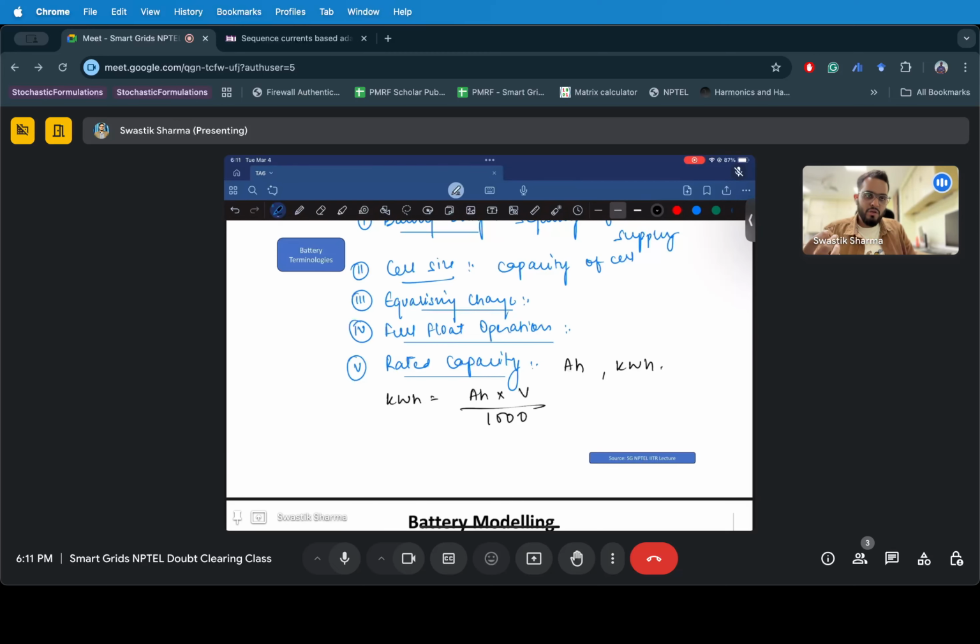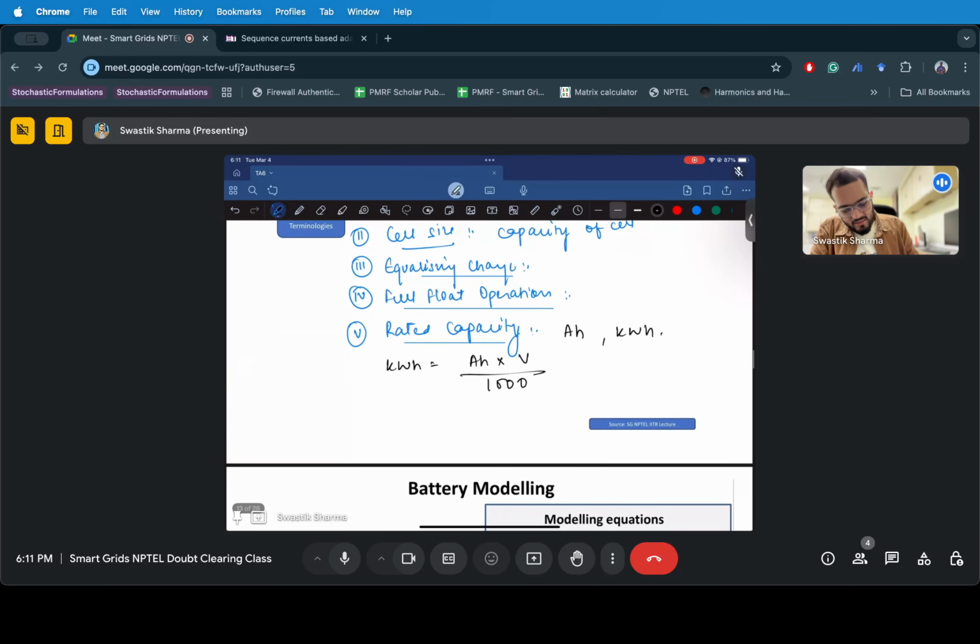Now, for different voltage levels, the stored energy will be different. But the key terminology that comes with the specification of the battery is ampere hour only, because for a particular ampere hour, we know that 100 ampere hour is its maximum capacity and it can only store up to 100 ampere hour. Kilowatt hour is a derived term based on the voltage level it is being charged at, right? So the capacity is generally given in ampere hour.